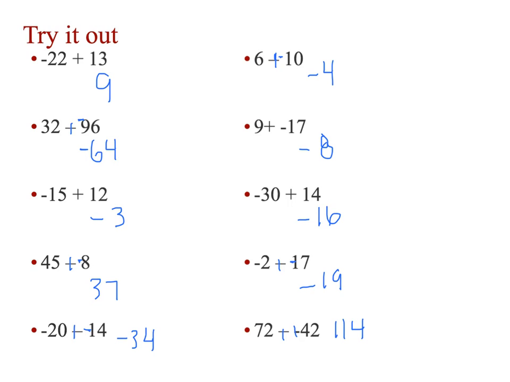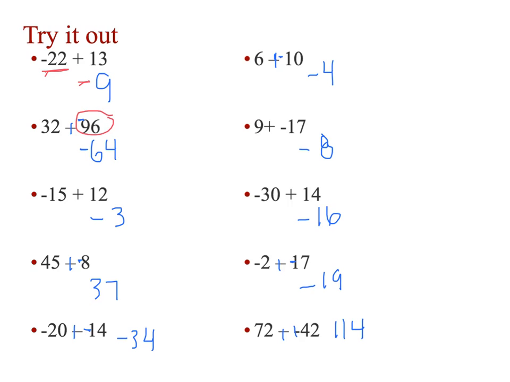The first one, they're opposite signs, so I subtract them, and I see that 22 is larger, so this should have a negative 9 with it. The second one, first I changed my subtraction to opposite. Once I did, I saw they're opposite signs, so I subtracted the two numbers and I got 64. And since 96 was larger, I kept a negative sign with it.